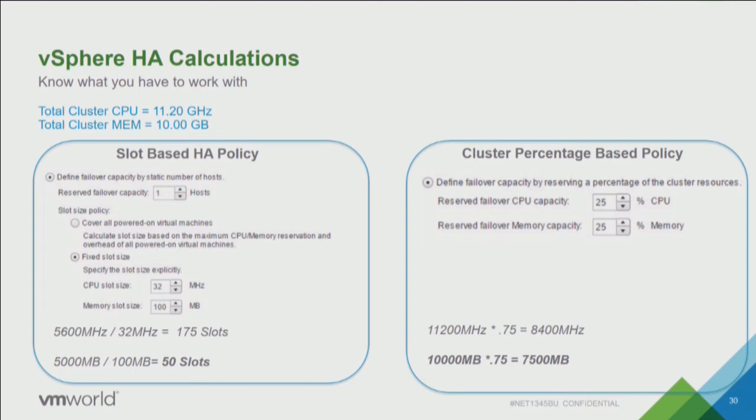So the 2 options that we really have for HA, again, are that slot-based HA policy and our cluster-based. With the slot-based, you can go with the cover all powered on virtual machines policy. I do not recommend that. If you have a virtual machine, a large database, or something like that, it will skew the slot size, and it will make it so that you don't get as many virtual machines running as you could. So this fixed slot size allows you to go in and actually say how much CPU and memory we want to allocate to a slot, and how many slots a particular virtual machine will take up.